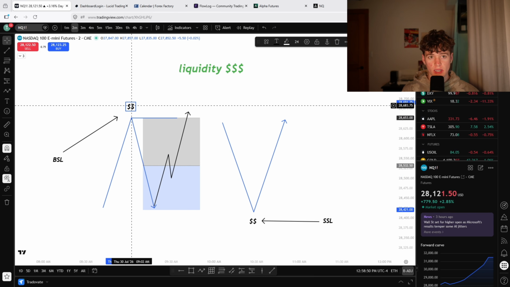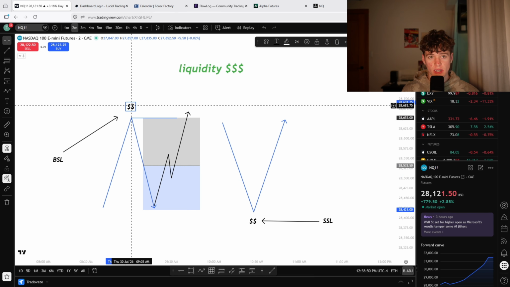This is a swing high. This is our buy side liquidity. Keep going. We make this swing low. This is our sell side liquidity. Sell side liquidity. If we keep going here, oh, we make that low. That's also sell side liquidity there. Keep going, keep going. We sweep our buy side liquidity.